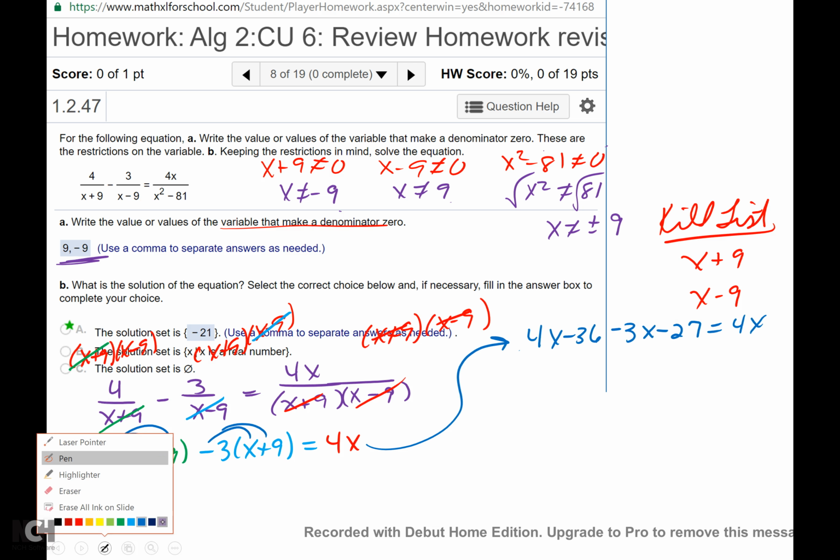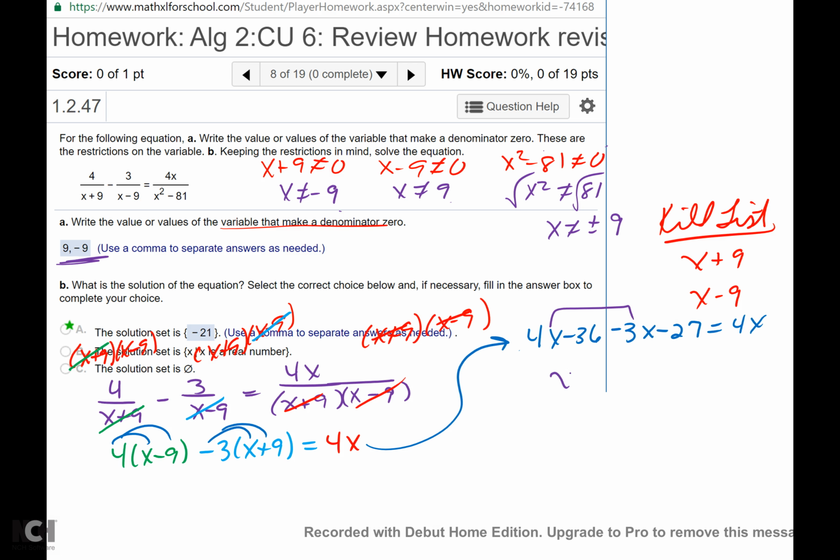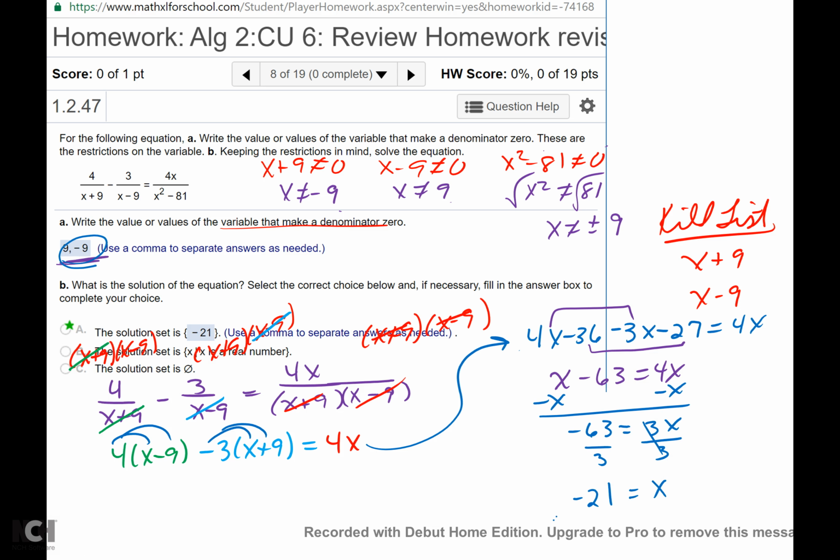Combine like terms. 4x minus 3x is x. Negative 36 minus 27 is negative 63 equals 4x. So now I'm going to get x alone, so I'm going to minus x. I get negative 63 equals 3x. Divide by 3, and x equals negative 21. And it's not in my can't-use list, so I can keep it. Okay?